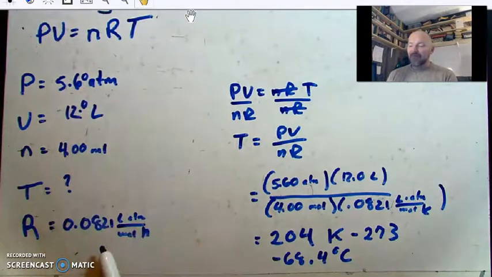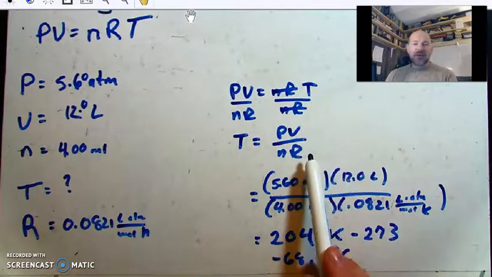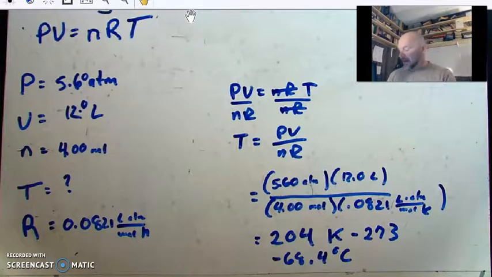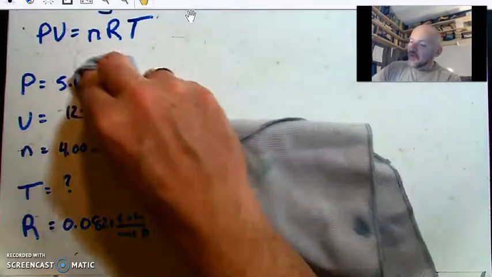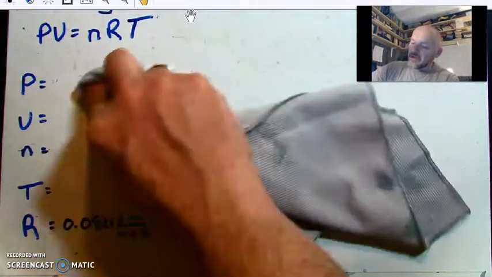First of all, identify my variables. I rearrange my equation for the variable I'm looking for, and then I solve. Let's erase that. This time I'm going to leave my R in, because for our purposes, R is not going to change.